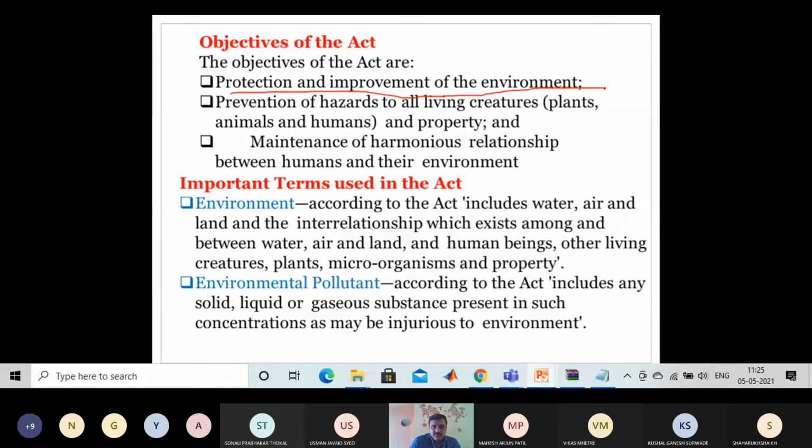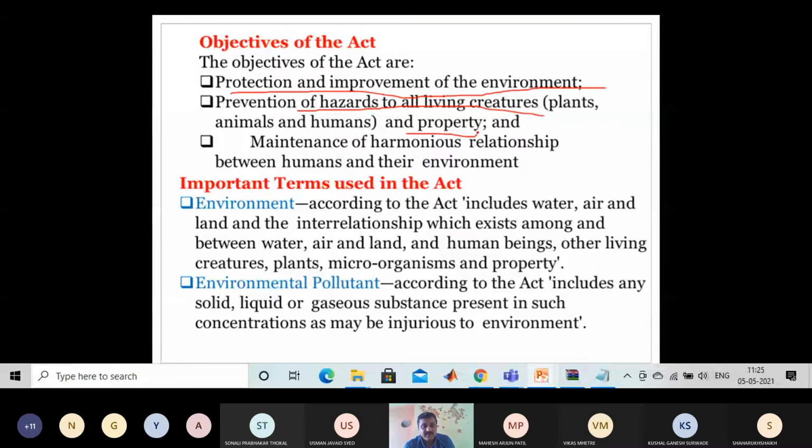Now, what is the objective? Protection and improvement. You have to protect as well as improve the environment, so that as the quality of the environment improves, naturally it will benefit each and every aspect involved in that environment. The second is the prevention of hazards to all living creatures, plants, animals, humans and property also. If any hazard is produced, avoid the harmful effect on plants, animals as well as property. If any property is affected because of this environmental pollution, that is also not going to be allowed.